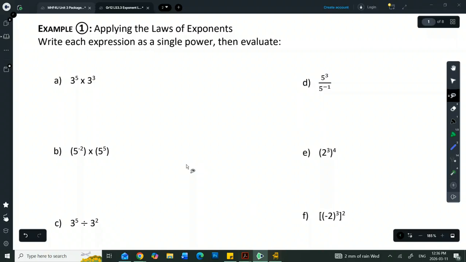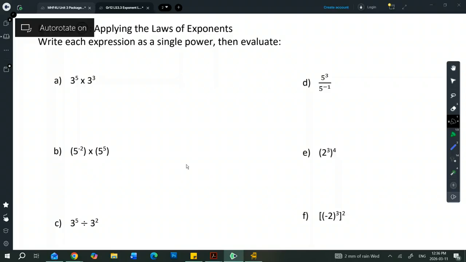All right, so we're going to apply them as we go through here. I'm going to try to regain my voice.